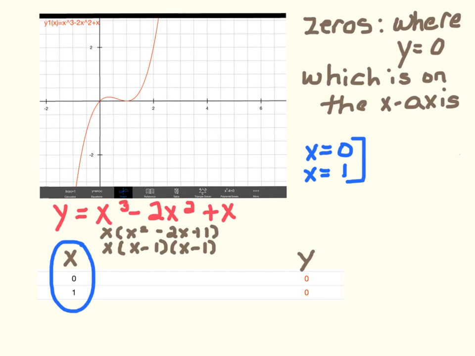And if we set each of those factors equal to 0, we get x is equal to 0, x is equal to 1, and x is equal to 1 again. This is called a multiplicity of 2. It's a double root. Multiplicity 2 means it occurs twice.